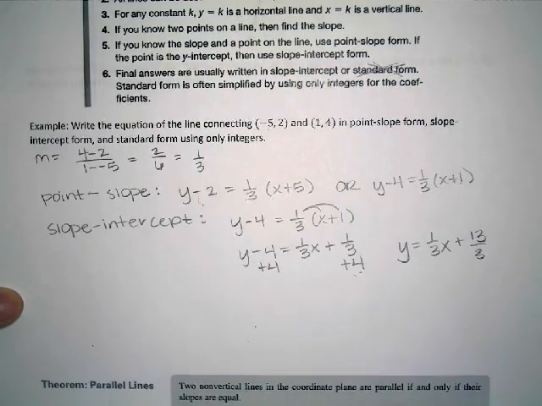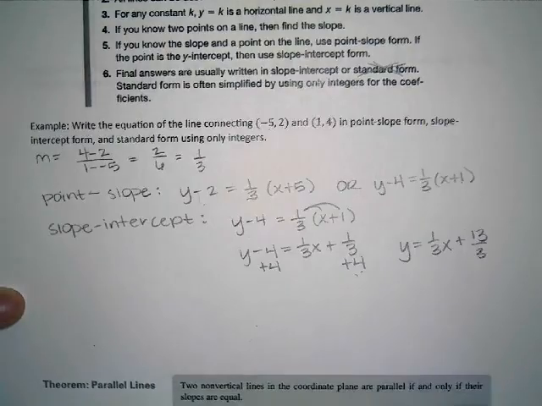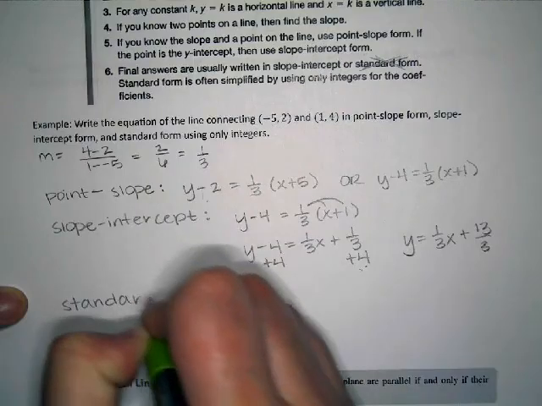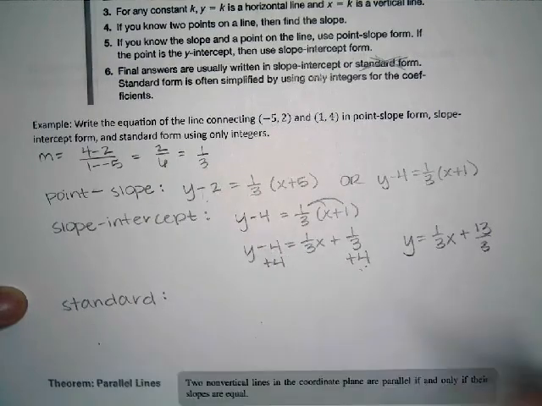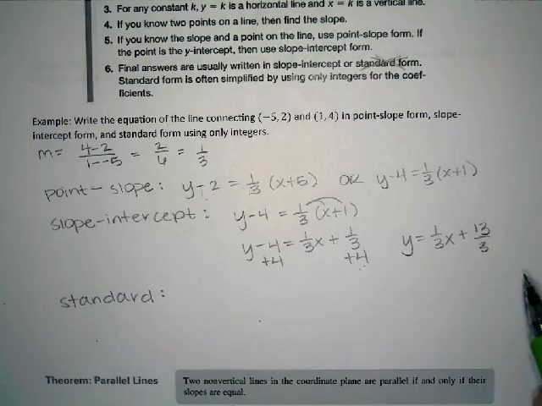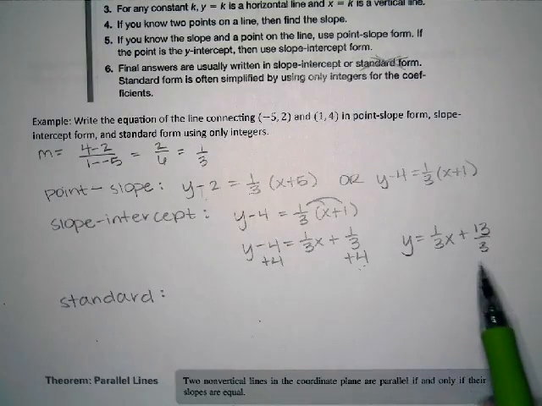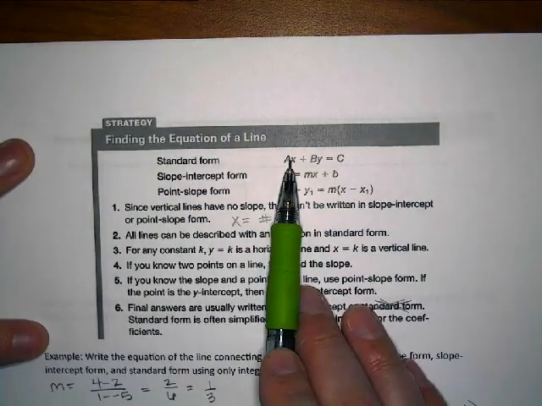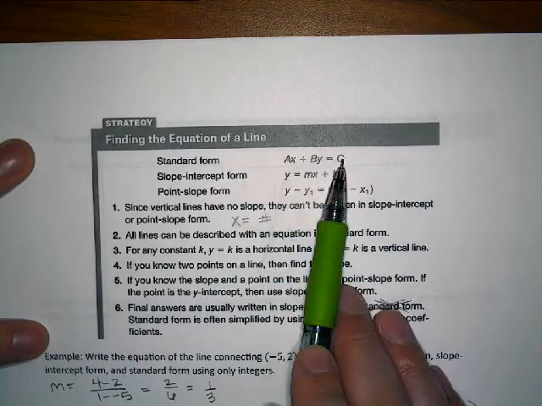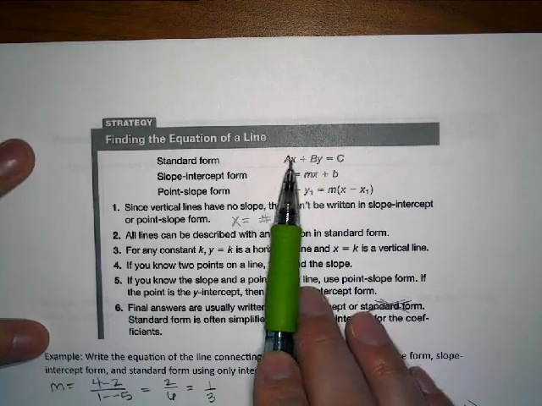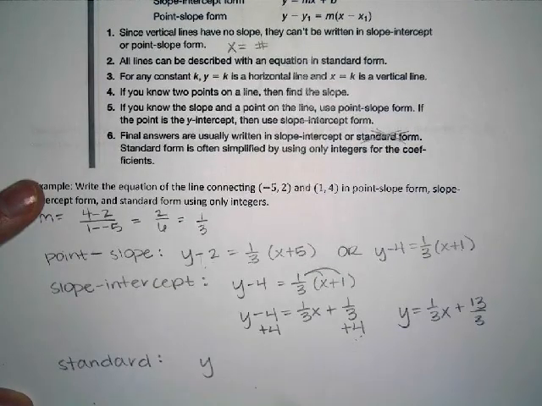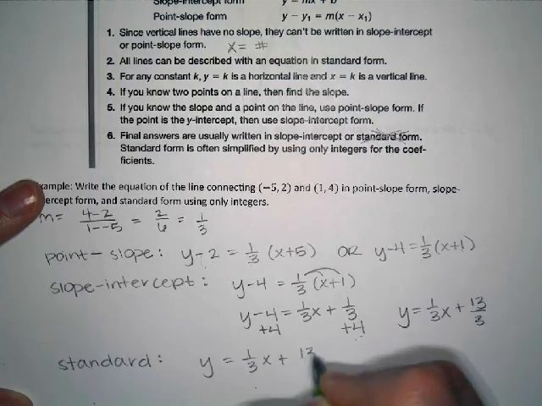And then the last one is the standard form, and standard form has some extra rules. Standard form says you can't have any fractions, so we're going to have to get rid of the thirds here. It also says that the x and the y have to be on the same side, and the x has to be positive. So no fractions, x and y on the same side, and the x positive. The first thing I'm going to do is take the answer from slope-intercept form, and because my fractions are in thirds, I'm going to multiply this entire equation by 3.